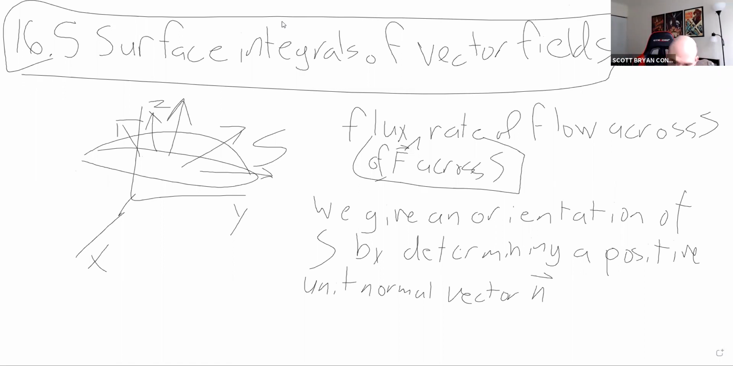So if this is our vector field here on our surface, and we decide this is our positive normal vector, well, technically we pick one at every single point. So it'd be something like this. Then the vector field would be flowing across our surface in the positive direction, and the flux would be positive.